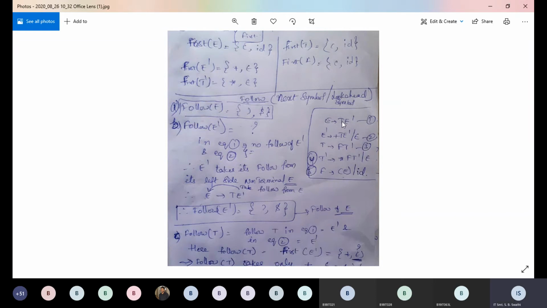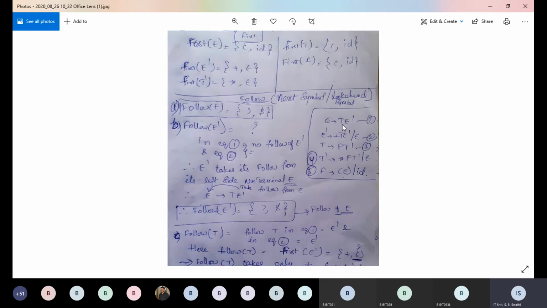So E dash is there. Now what T has to do? It has to use E dash values only. Now, what values of E dash should it take? That is the next question. E dash is having two values: one is the first value, one is the follow value. Which value should it take? It should always take the first value. First of E dash should be taken.